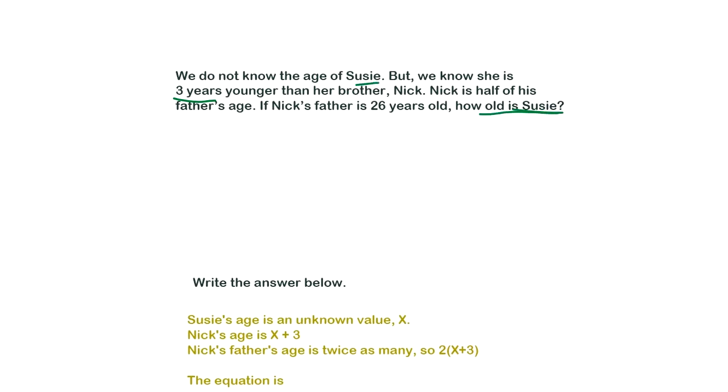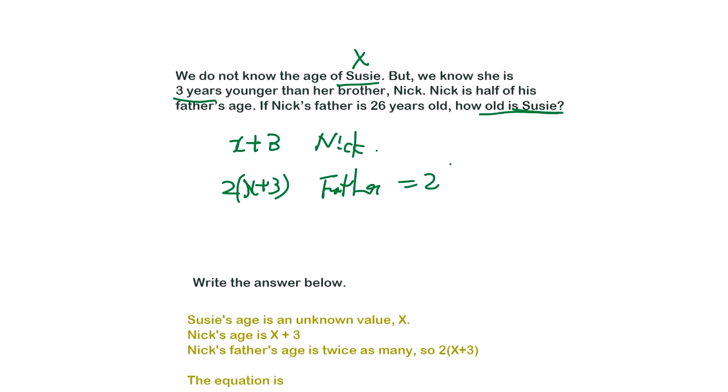Say Susie is X, right? And she is 3 years younger than her brother Nick. So Nick is X plus 3, that's Nick. And Nick is half of his father's age, so double that is the father, and he is 26 years old, right? So 2(x plus 3) equals 26. So this problem is a linear problem.